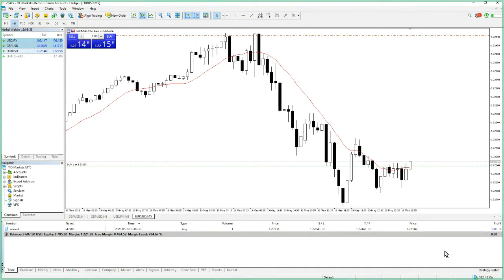Okay, Kenneth is asking, what's the minimum? You can start with $50, but in order to really trade, I think you need a few $100 at least. And then you trade very, very small until you know that you can make money.